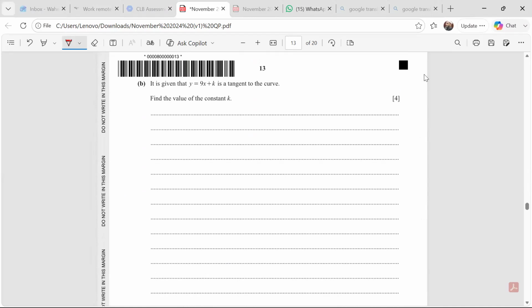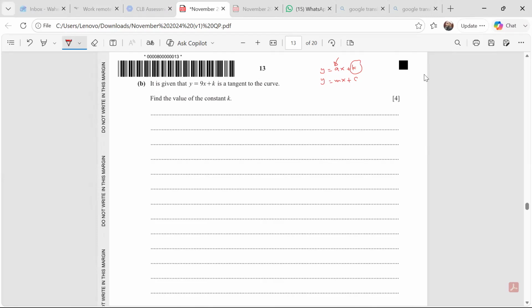It is given that y equal to 9x plus k is a tangent to the curve. Find the value of the constant k. If I compare this equation y equal to 9x plus k with y equal to mx plus c, the standard form of the straight line equation, we can see that the slope of this line is 9, right? So this tangent line has a slope of 9. The y-intercept is not clear yet, right?